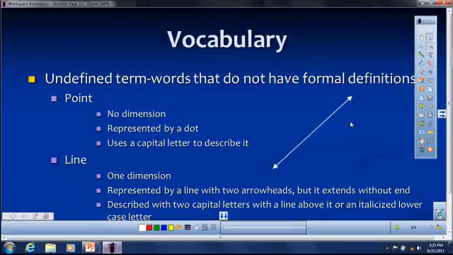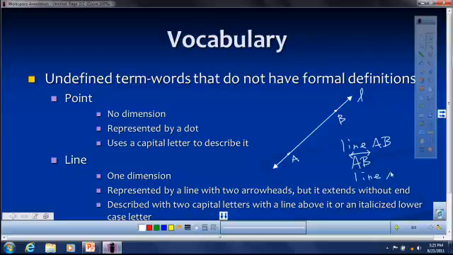We're going to have 2 points on the line. So we can call one A, and we can call the other one B. So we could call this line AB. Or we could draw A and B with a line above it. Or if we have, for example, a lowercase letter italicized, like an L, we could call it line L. Okay?